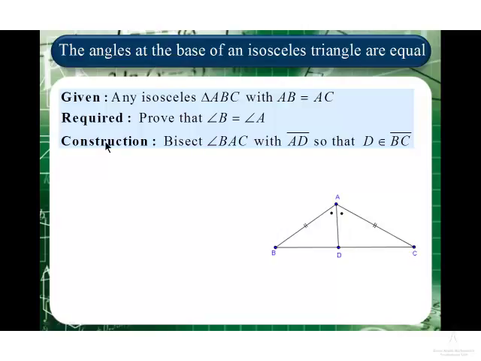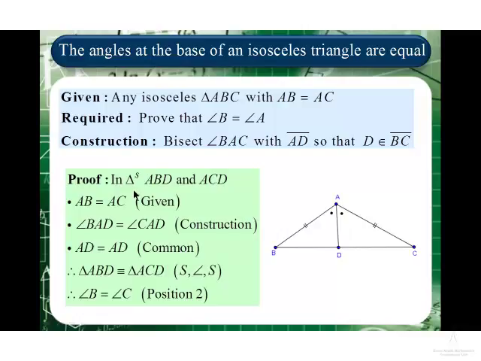The construction that is necessary in order to prove this result is to bisect the angle BAC using the line segment AD so that D forms part of the base, the side BC, in this particular case. And that we do. So we bisect angle BAC, creating two equal angles as indicated, and D is part of the base of the triangle, the side BC for that matter. How do we prove this?